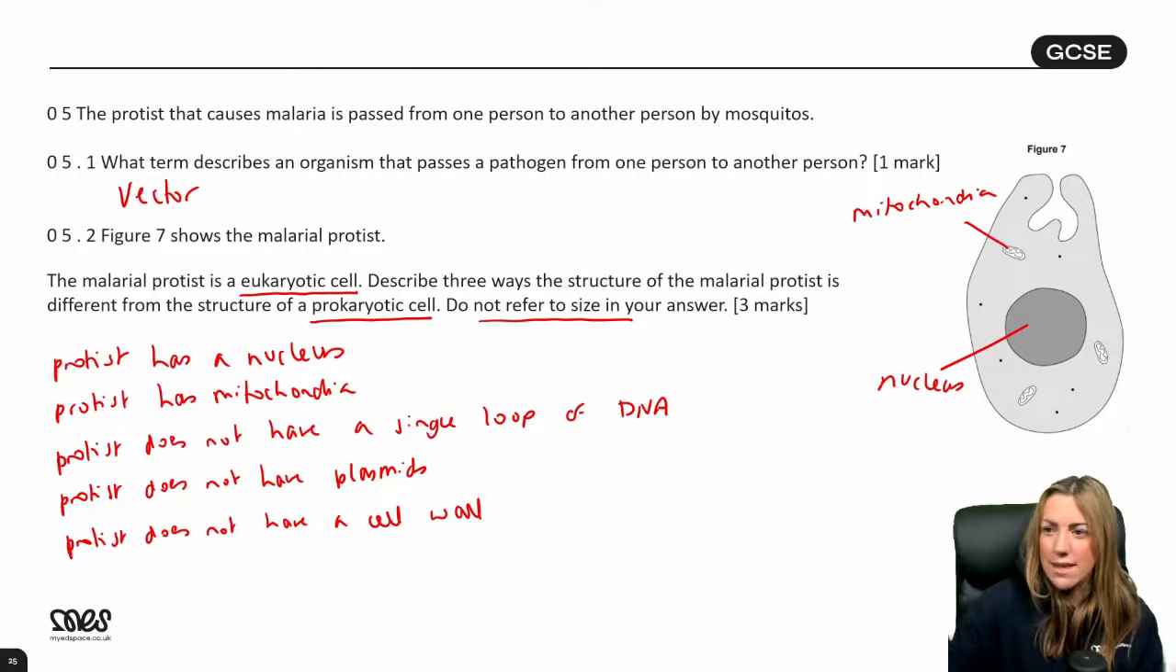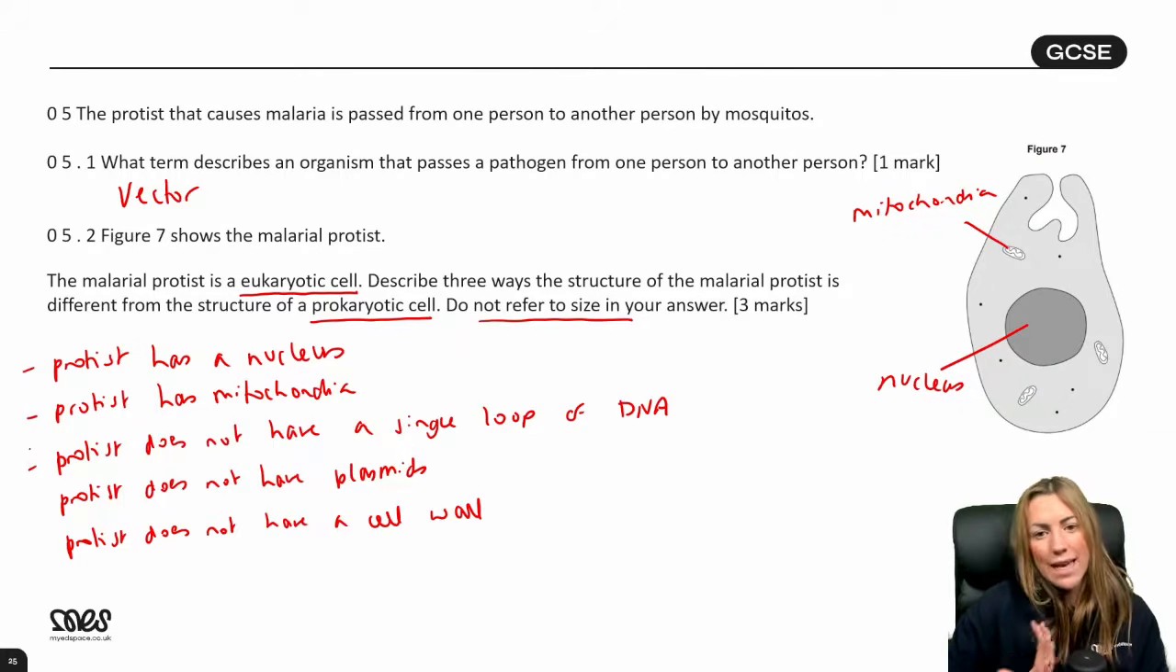I think that's the main things, isn't it? So it has a nucleus, prokaryotes don't. It has mitochondria, prokaryotes don't. It doesn't have a circular loop of DNA, prokaryotes do. It doesn't have plasmids, prokaryotes do. It doesn't have a cell wall, prokaryotes do.